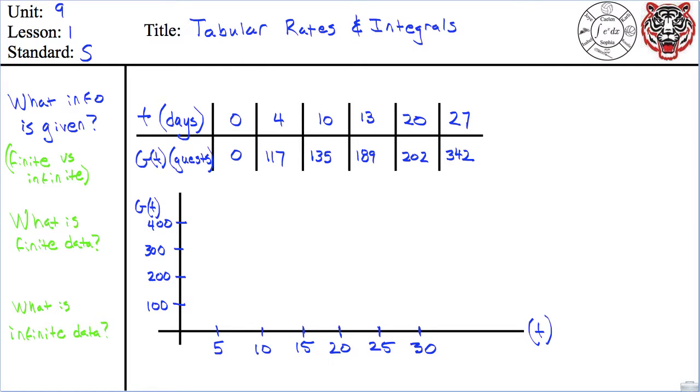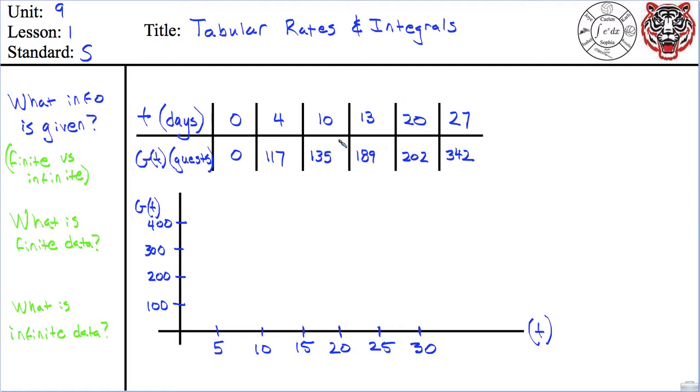All right, so tabular rates and integrals. What information is given? This is the difference between finite and infinite. So when I'm given a table, what am I given? Is it finite or infinite? Finite, yeah, it's not infinite. Obviously, I don't know what happens at time equals 5 or at time equals 9. There's a bunch of gaps in our knowledge. So we're dealing with finite when we have a table.